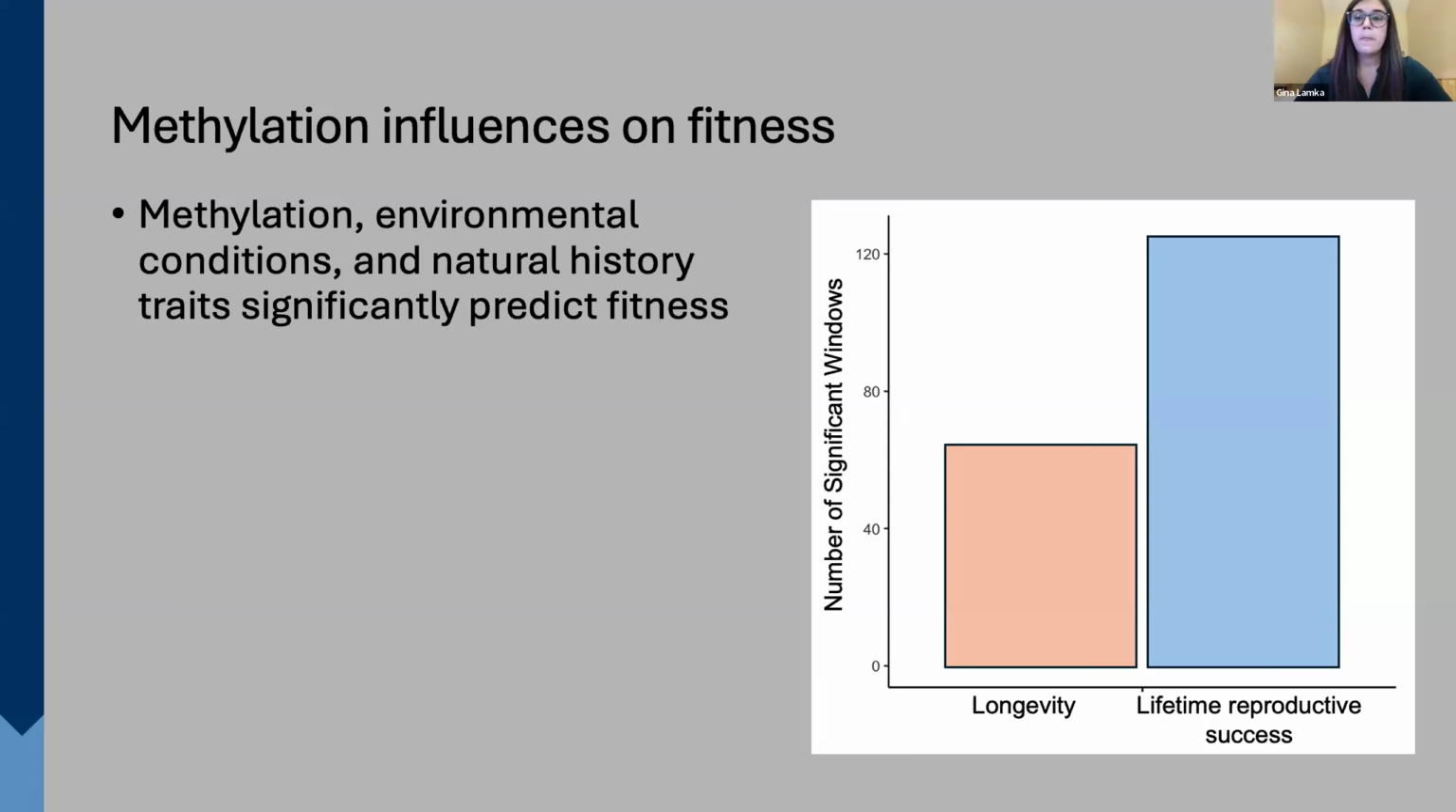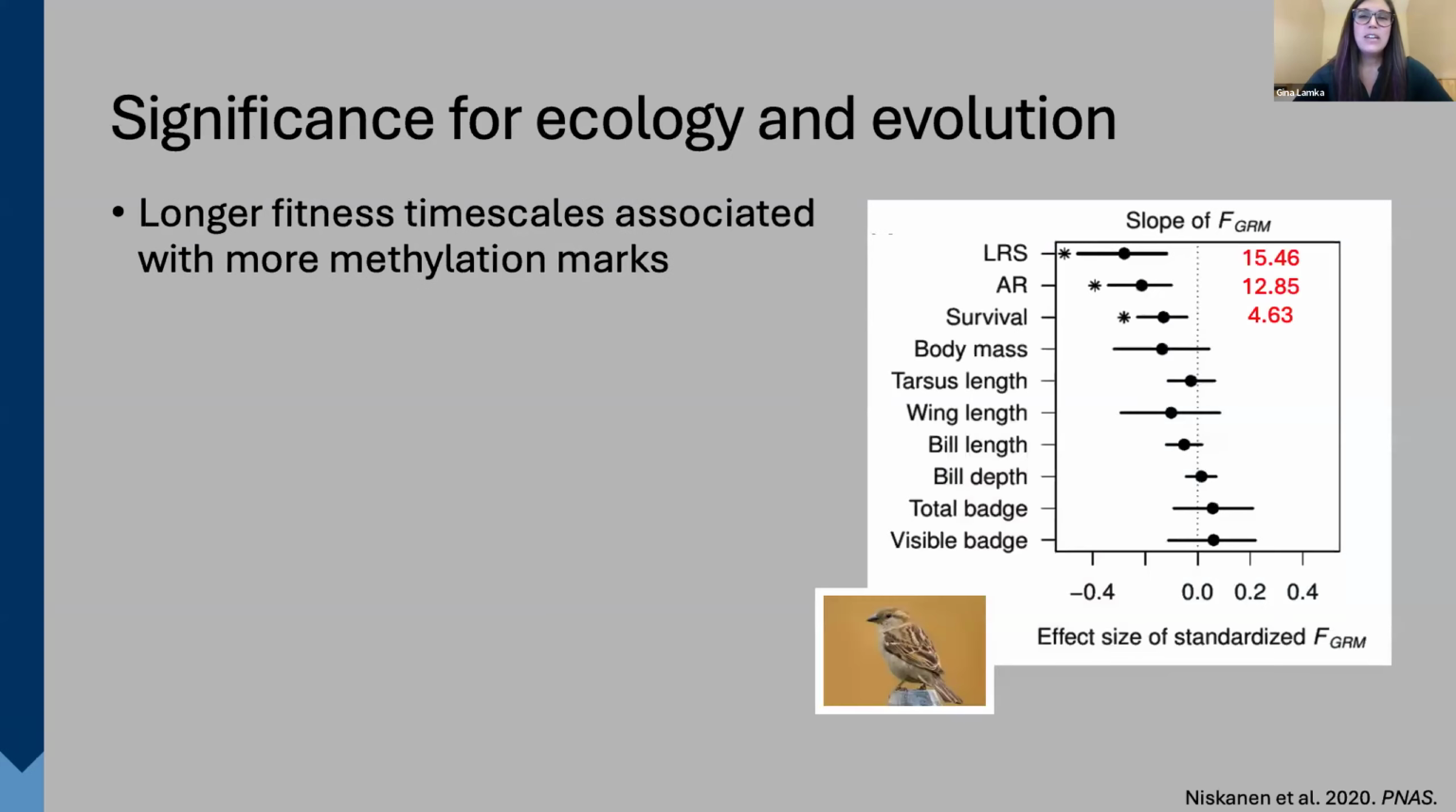marks will influence fitness. But when you look at this, you might be wondering, why are there about half as many significant predictors for longevity than there are for reproductive success? And we're seeing that these longer timescales likely require more methylation marks. So when comparing the timescale for measures of fitness and their effects on inbreeding level, longer timescales require more markers.